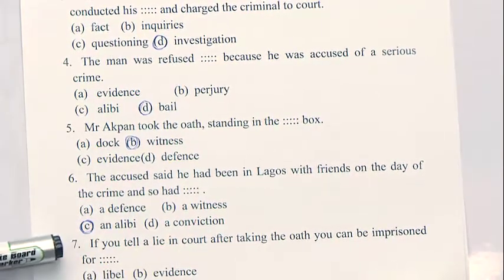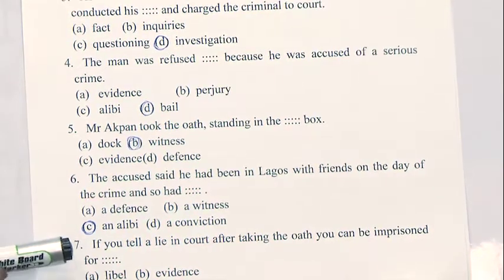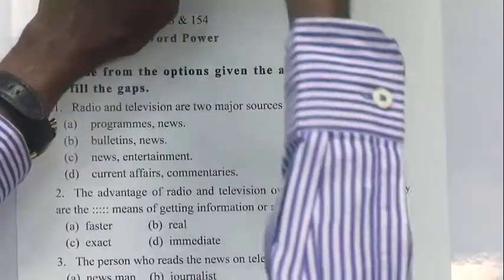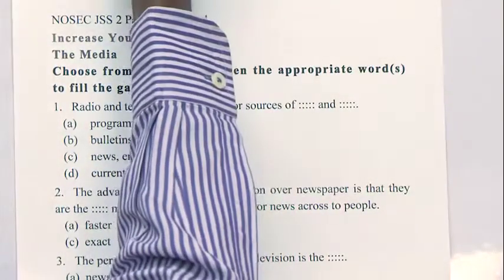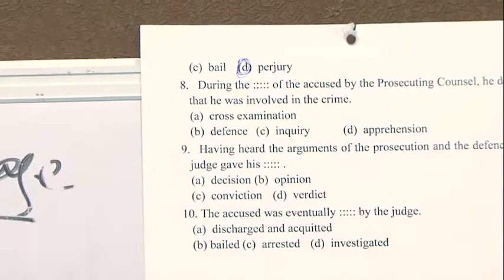If you tell a lie in court after taking oath, you can be in prison for what? Can be libel? Is it evidence? Is it bail? Not bail. For perjury. I've come across that before in the earlier one that we looked at. For perjury, telling lies in court.